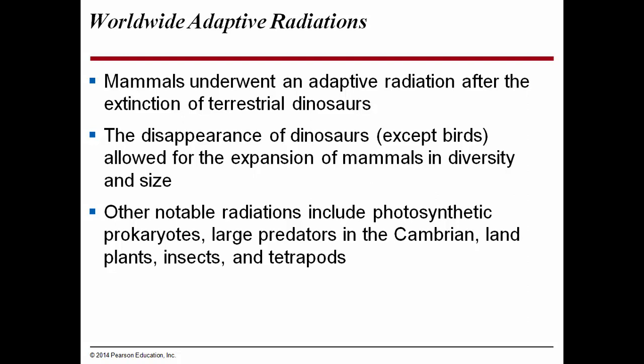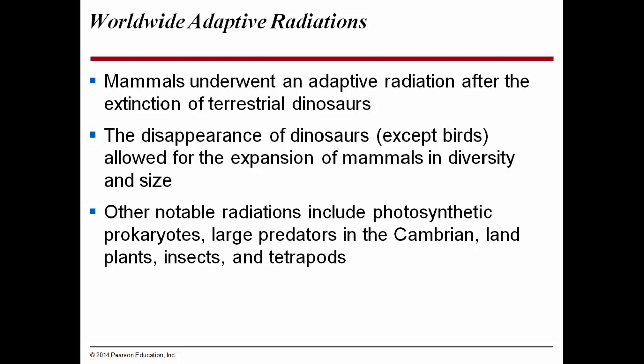Mammals underwent an adaptive radiation after the extinction of terrestrial dinosaurs. The disappearance of dinosaurs, except birds, allowed for the expansion of mammals in diversity and size. Other notable radiations include photosynthetic prokaryotes, large predators in the Cambrian, and land plants, insects, and tetrapods.